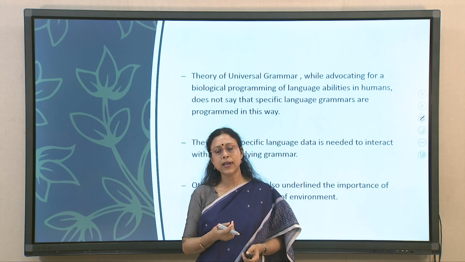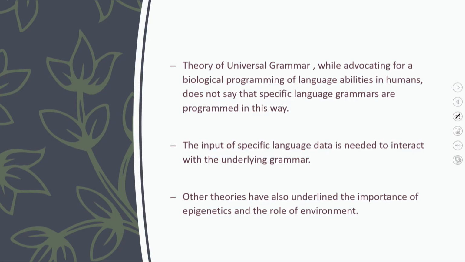On the other hand, we have the theory of universal grammar. While the theory of universal grammar advocates for a biological programming of language abilities, they do not really say that specific grammars are programmed that way. What is programmed is an innate capacity, an innate underlying universal grammar which is there, but it is not language specific, so to say.